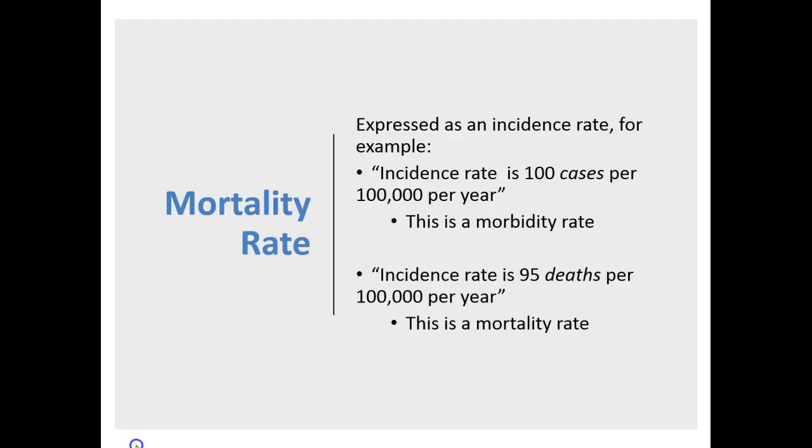Moving forward, let's look at mortality rate. Mortality rates are the same as incidence rates except you are looking at the number of deaths in a year. So you would take the number of deaths in a year and divide it by the number of people who are at risk, and that would be everybody who's alive in the population. For the incidence rate for disease or injury, you might say it is maybe 100 cases per 100,000 per year. If it's a mortality rate, which is death, you might say the rate is 95 deaths per 100,000 per year. You may even say the mortality rate is 95 deaths per 100,000 per year.